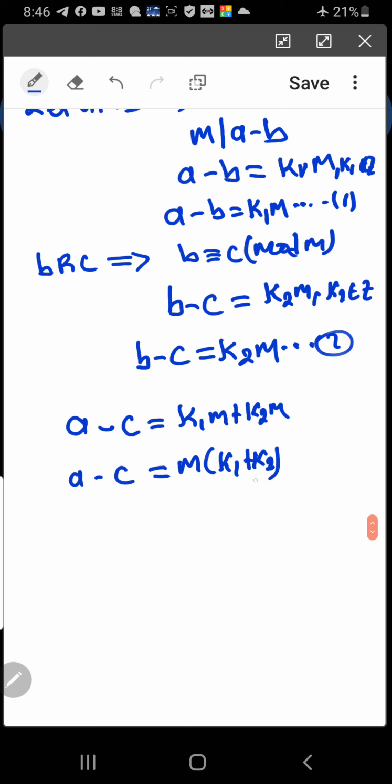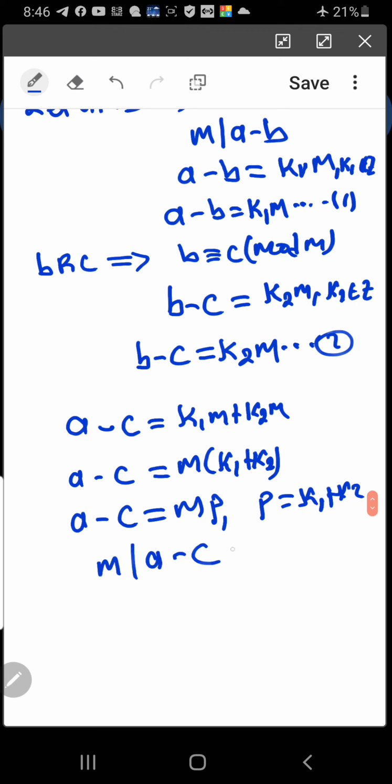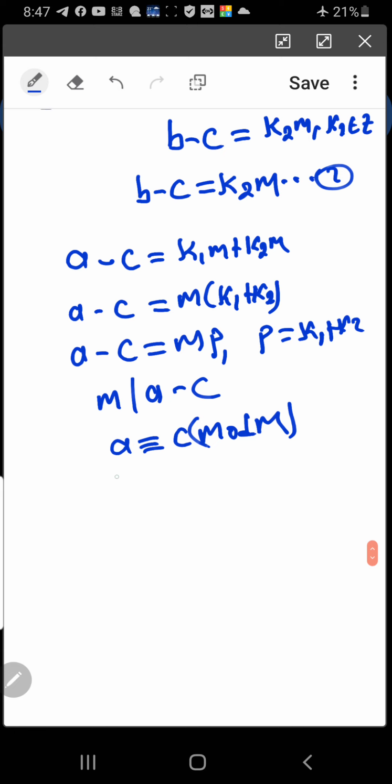K1 is an integer, K2 is an integer. It means that K1 plus K2 is an integer since the set of integers is closed under addition. That means A minus C is equal to MP, where P is equal to K1 plus K2. And this means M divides A minus C. M dividing A minus C means that what? A is congruent to C modulus M. And A congruent to C modulus M means that what? A is related to C.